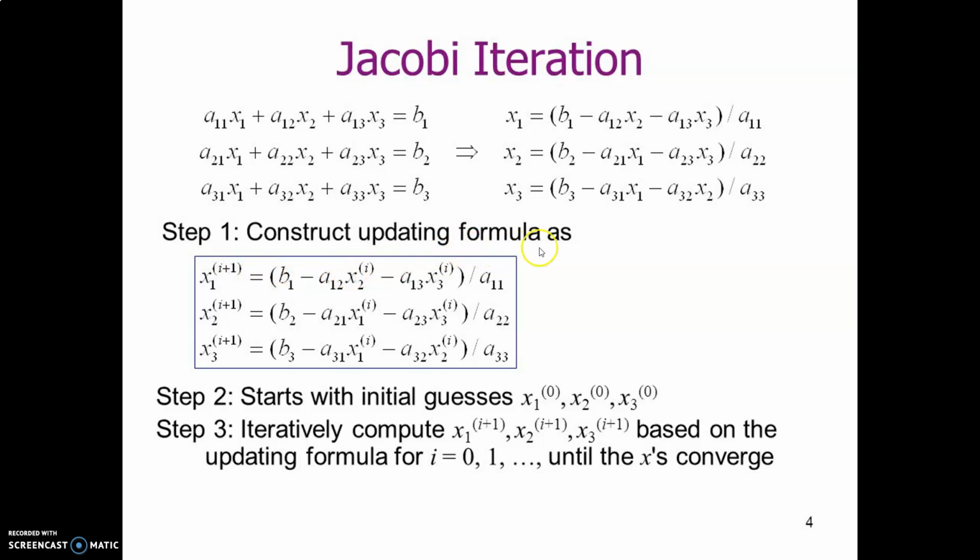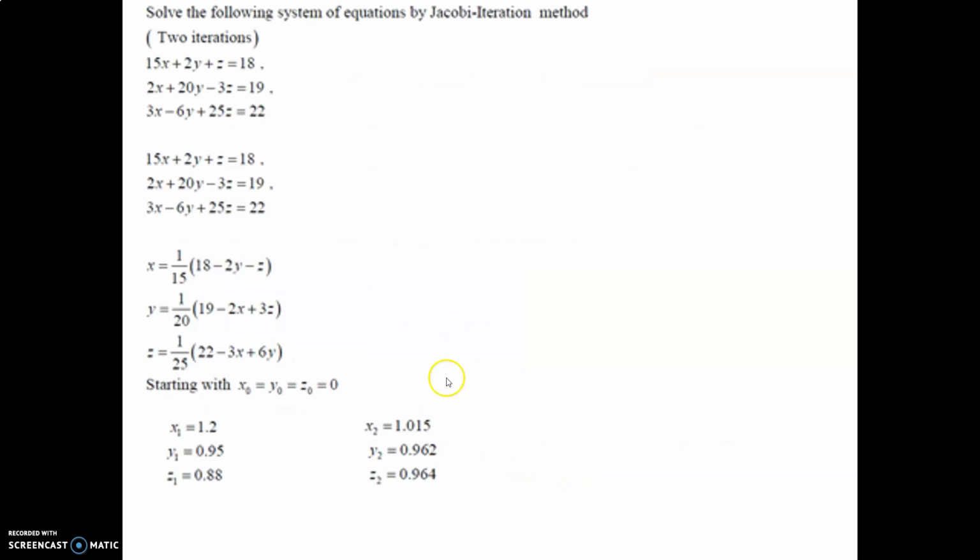Step number 1, construct the updating formulas: x1 at step i plus 1, x2 at step i plus 1, and x3 at step i plus 1, following the same step. Step 2 is important: start with initial guesses x1 raised to 0, x2 raised to 0, x3 raised to 0. Step number 3, iteratively compute x1 i plus 1, x2 i plus 1, x3 i plus 1 based on the updating formulas for i equal to 0, 1, and so on until the x's converge. So we have to solve using Jacobi's iteration method.